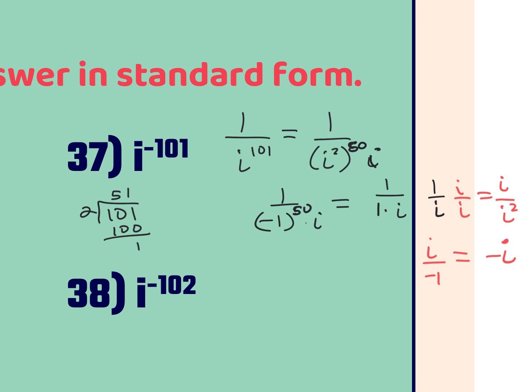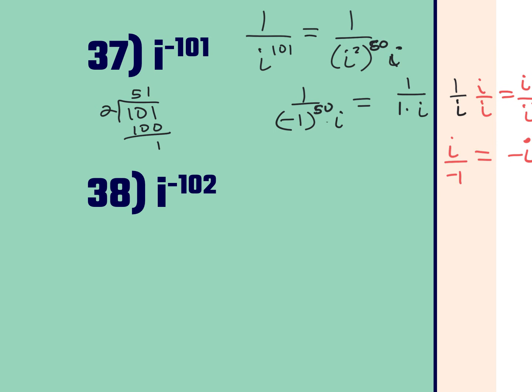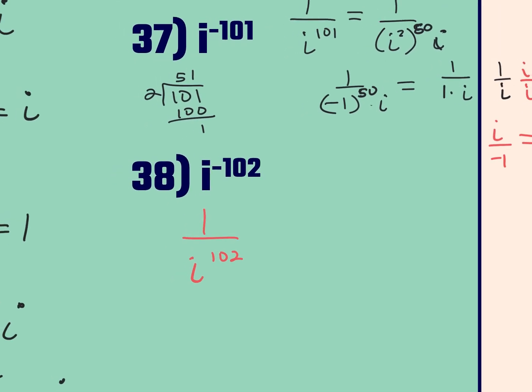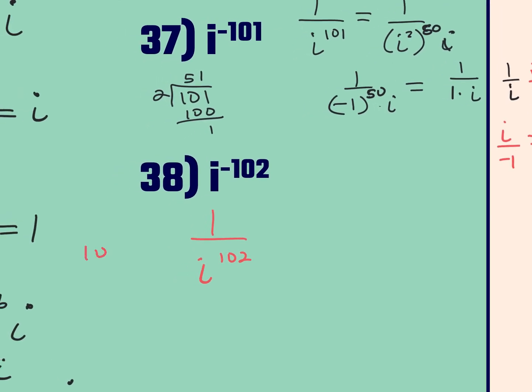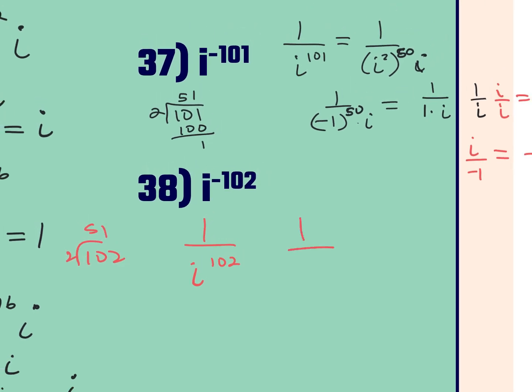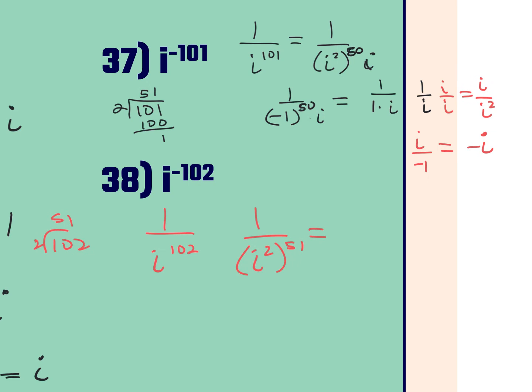And then the last one, 1 over i to the 102nd power. And again, I'm going to divide 102 by 2. This is the 51. So then I get i squared raised to the 51st power. It's even, so I don't have an extra i left over. So then i squared is -1 raised to the 51st power is just -1 because it's odd. And my answer here is -1.